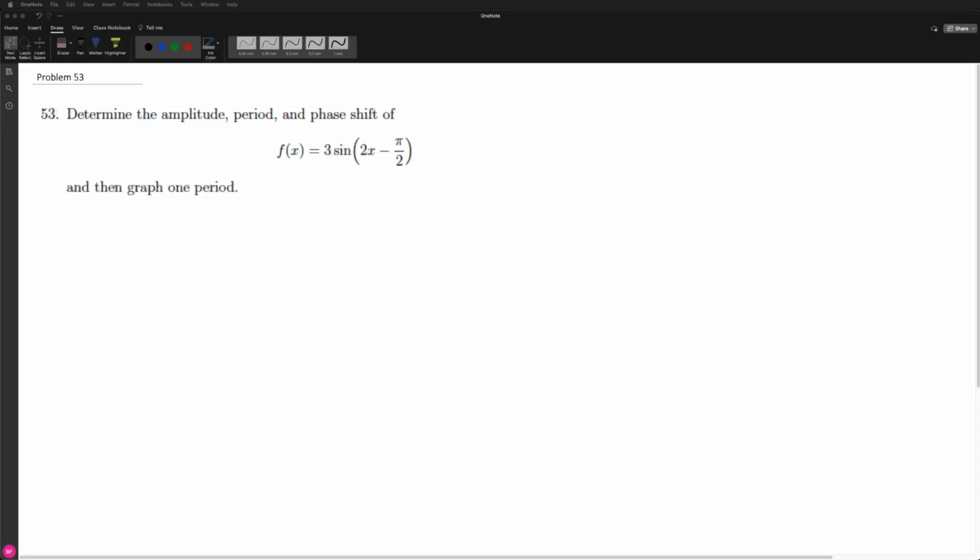Problem 53. Determine the amplitude, period, and phase shift of the trigonometric function f of x equals 3 times sine of 2x minus pi over 2, and then graph one period. To answer this question, this is transforming a trig function, the sine function in particular. You'll need to remember the graph of the sine function.